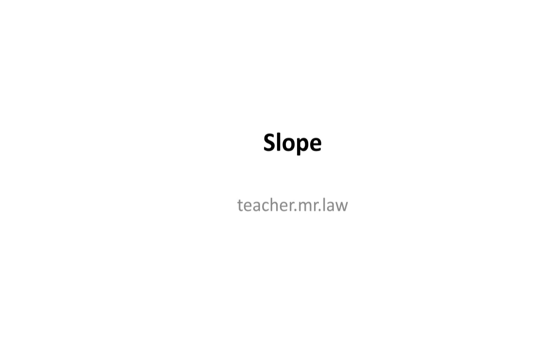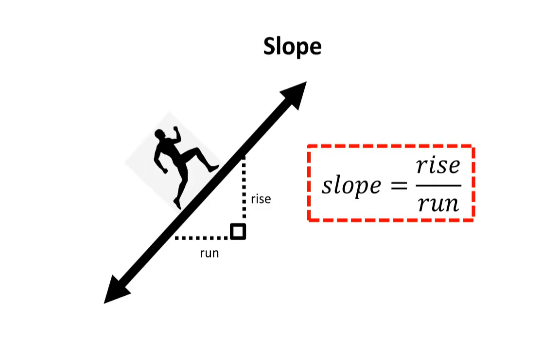In today's lesson, we'll be learning about slope. If you remember, slope is the same thing as rate of change. However, slope refers to the steepness of a line. Find the slope of a line by drawing a right triangle underneath it.